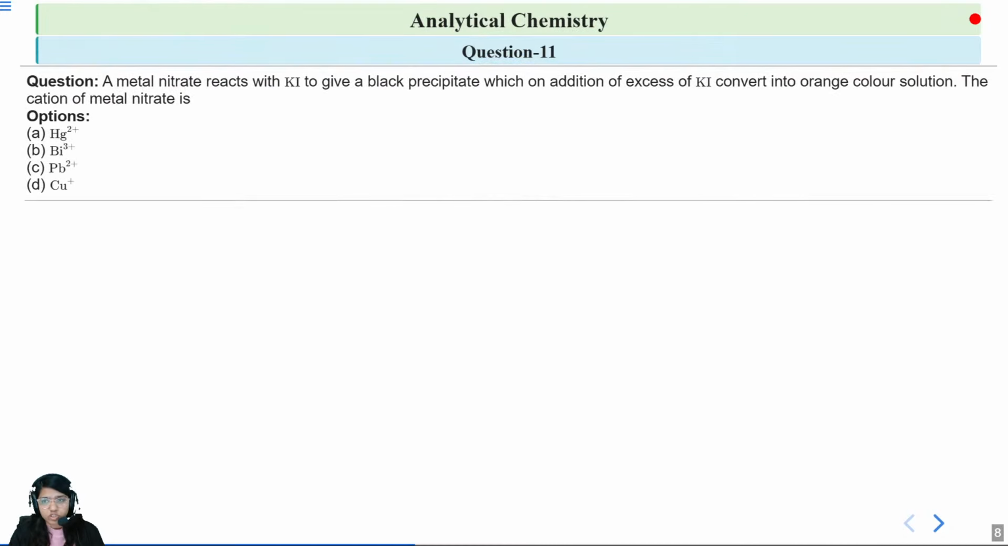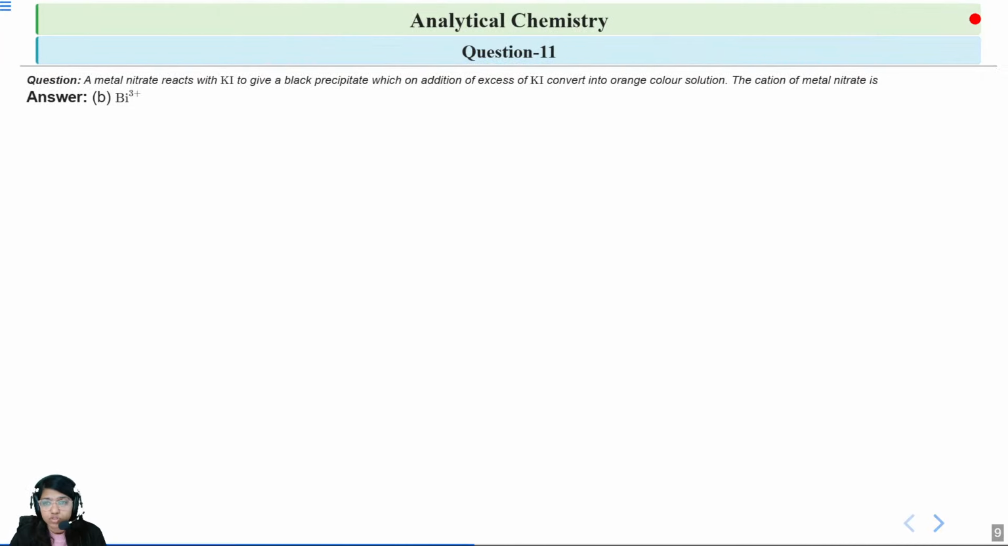So let's look at the next question. A metal nitrate reacts with potassium iodide, KI, to produce a black precipitate. And when excess KI is added, this precipitate dissolves to form an orange colored solution. This question is asking us to identify the cation present in the original metal nitrate. Our options are A, Hg2+, B, Bi3+, C, Pb2+, or D, Cu+.